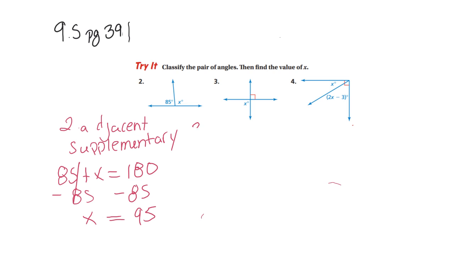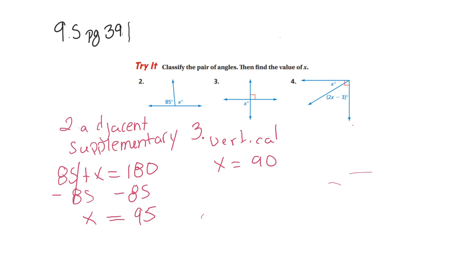Then for 3, we're saying, what are those pairs of angles? The 90 degree angle and the x. So those guys are going to be vertical. They're opposite, right? And since they're vertical, they have the exact same measurement. Remember that square tells you it's 90 degrees? So x is 90 degrees.